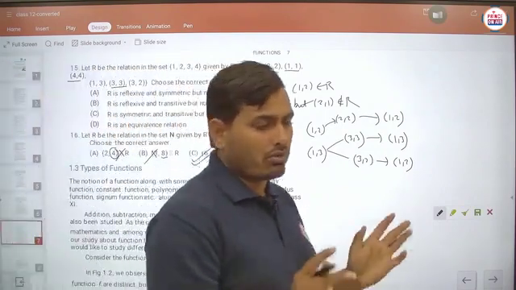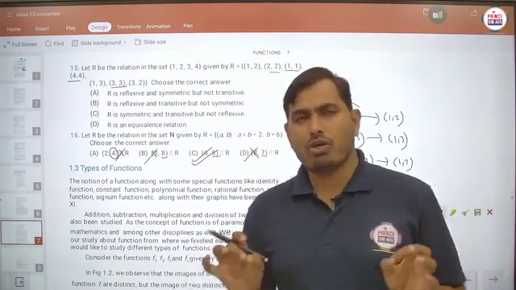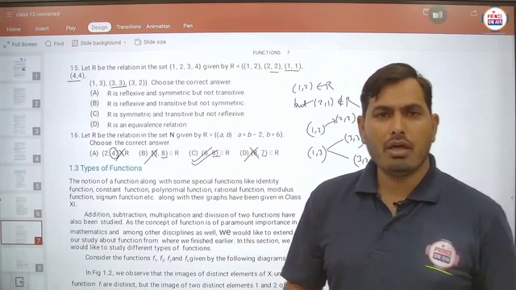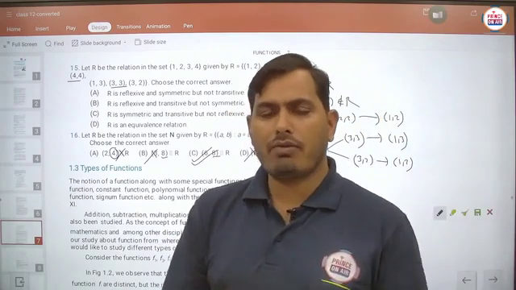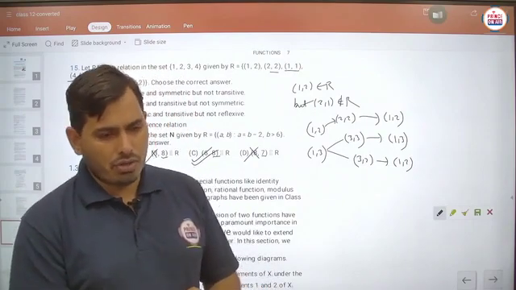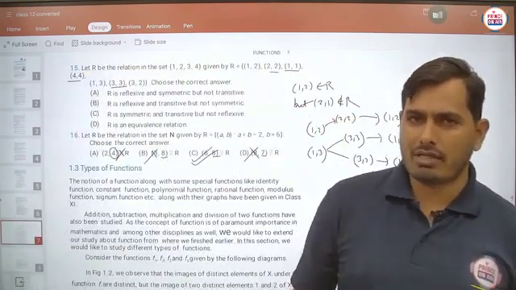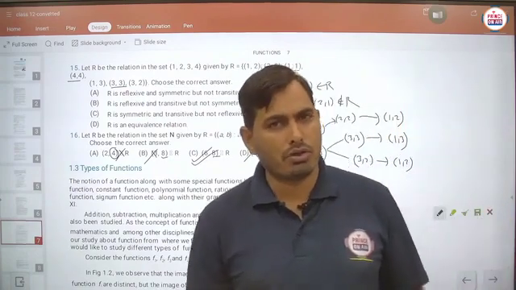So the questions on relations are very simple, students. We just have to think about the basic part of the theory. If the theory part is clear, then you can definitely solve each and every question. Is it clear? So the relation part is over now, as per the NCERT exercise and the theory part also.